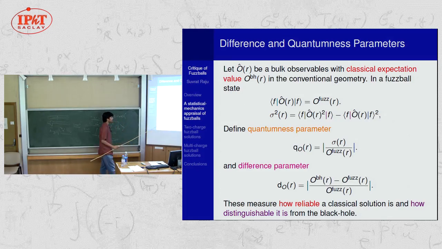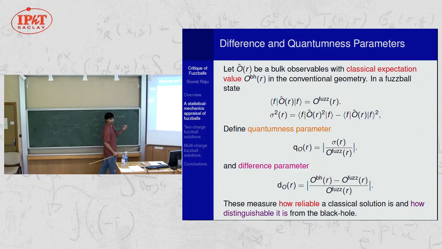Then I can define two parameters. One, for lack of imagination, I call the quantumness parameter, which is roughly a measure of the size of the fluctuations divided by the expectation value. The other I call the difference parameter, which is a measure of how much the expectation value in the black hole differs from the expectation value in the fuzzball. Now the R is the statement that you're making this perturbation at some particular radius down the throat. Yes, R is a sign that it's localized at some point. It's a bulk observable. I'll give you concrete examples in a minute.